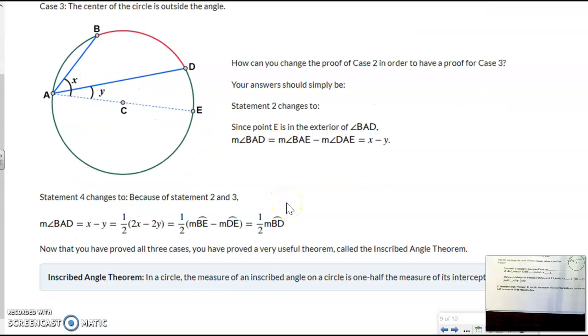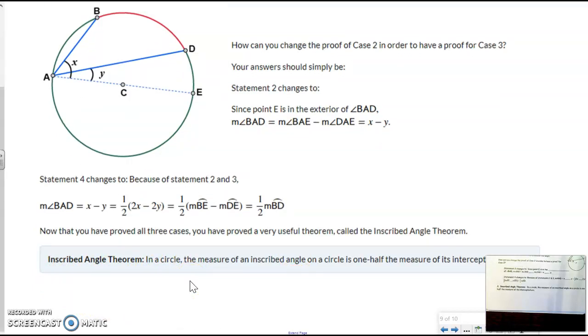So this is still half of that intercepted arc. Those are 3 different cases depending on where that inscribed angle is in the circle. So then we have our inscribed angle theorem that says in a circle, the measure of an inscribed angle is half of the measure of its intercepted arc. I'll pause this so you can copy this in your notes.